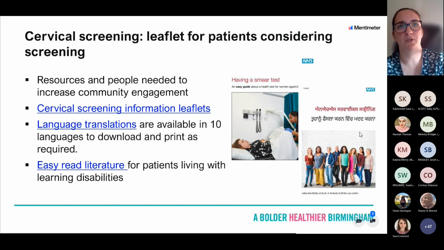And like it was mentioned earlier, there's often misconceptions that you need symptoms to have screening, or that you need to have had sex to have screening. There's lots of things that we need to consider, and we need to find out what these misconceptions are so that then we can overcome them. Can I have the next slide, please?